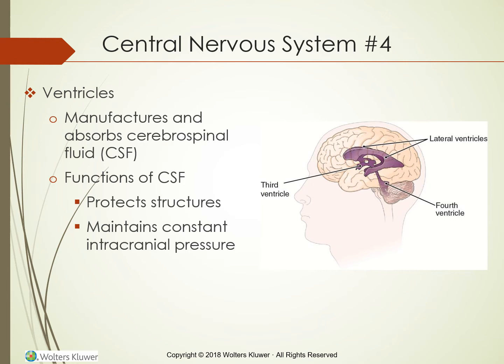Once CSF is formed, it is circulated within the subarachnoid space of the brain and spinal cord to openings where it becomes reabsorbed into the venous system.